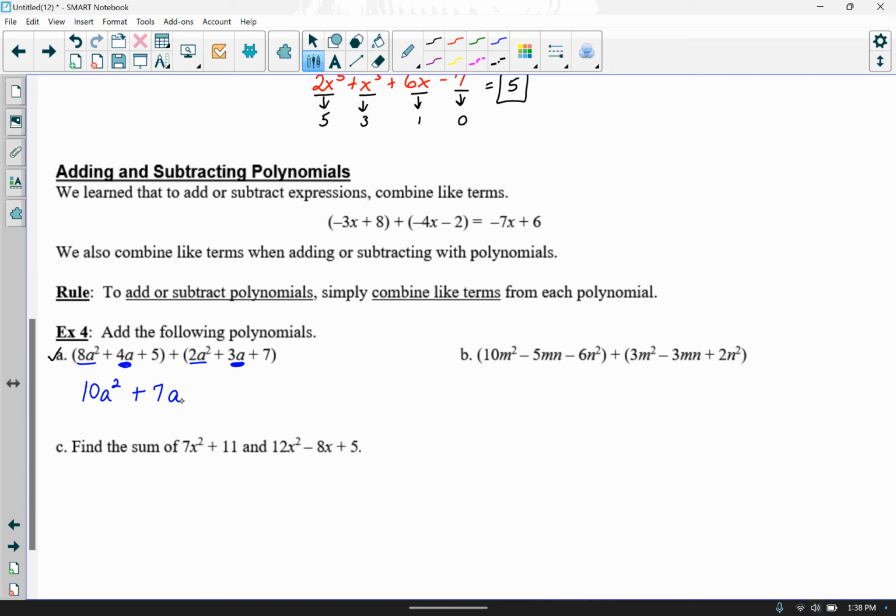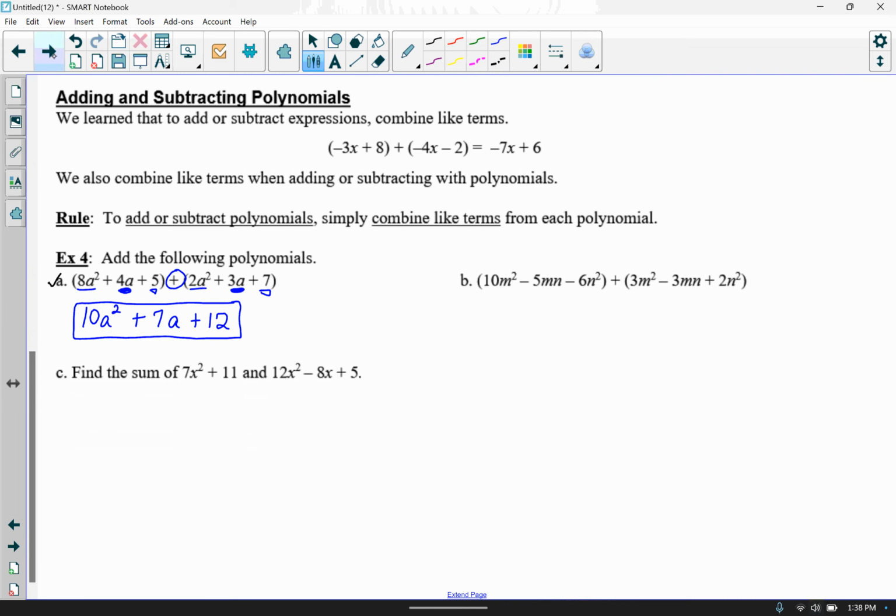keep that a. Remember, the only time you add your exponents is if you're multiplying, and here we're just adding these two expressions together. And then the last term, I've got this 5 and 7. Add those two together, and I have 12. Final answer. Okay. I'll let you try B and C and check yourself by the solution key. Let's flip it on over then.